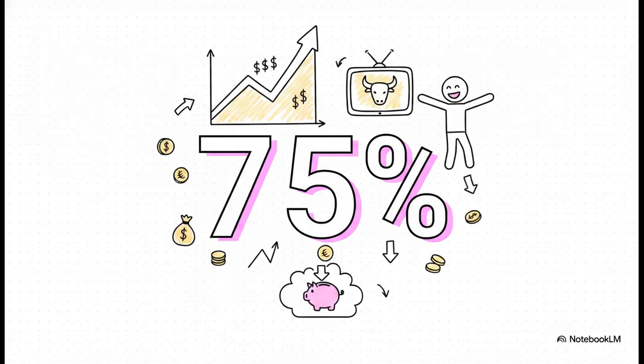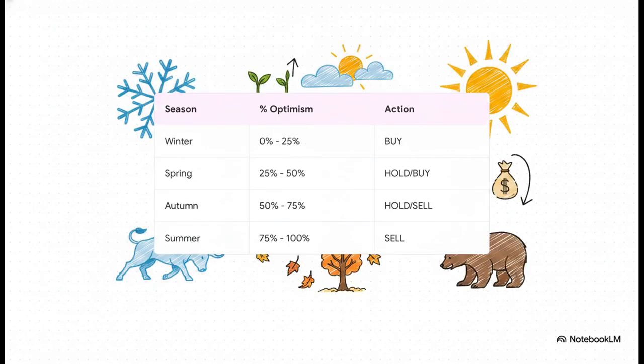On the flip side, we have 75%. When optimism crosses above 75%, it signals maximum greed and euphoria. Stocks are sitting at all-time highs, the TV is constantly talking about the roaring bull market, and your neighbor is bragging about their crazy gains. Because the downside risk is now incredibly severe, this is the critical moment to start selling and taking your money off the table. We can easily map these percentages into what we call the 4 market seasons.